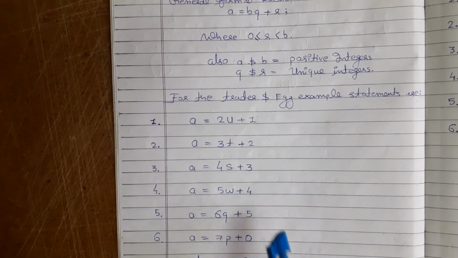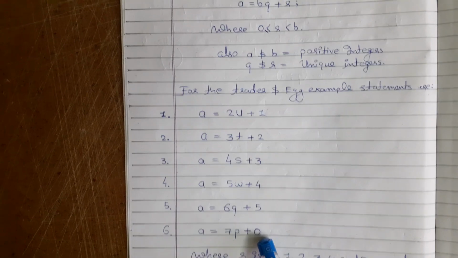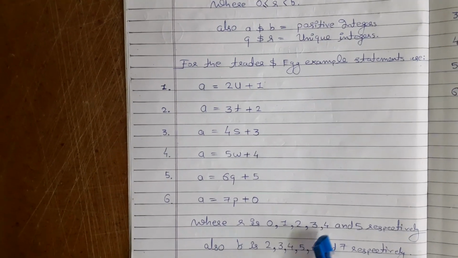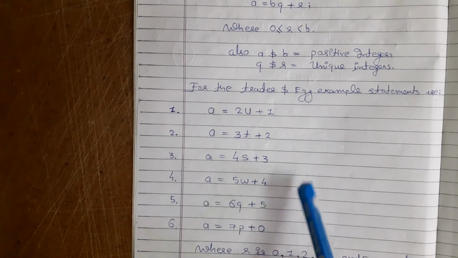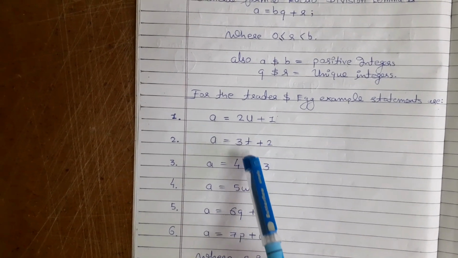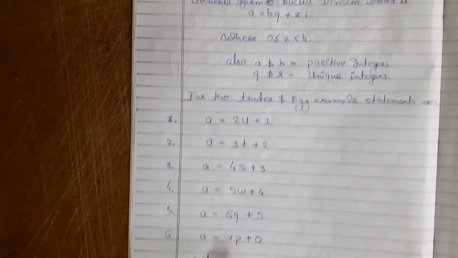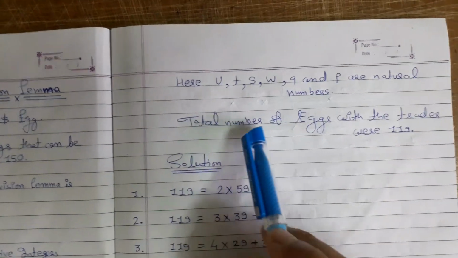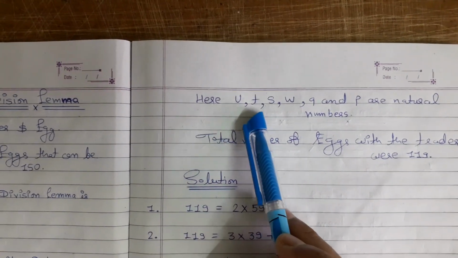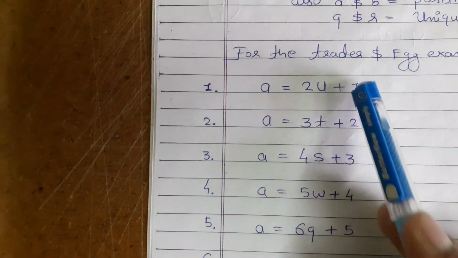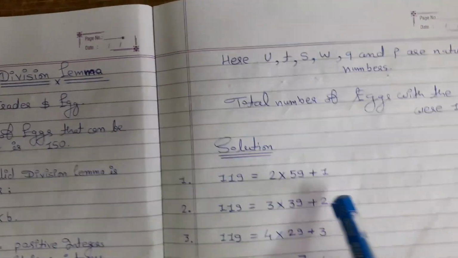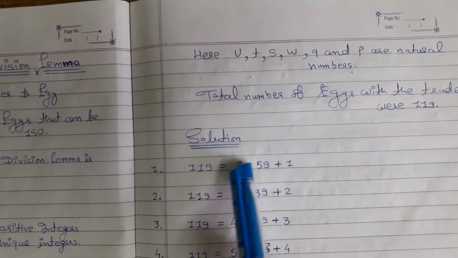Here R is 0, 1, 2, 3, 4, 5. Also B is 2, 3, 4, 5, 6, 7. Now in the book, 119 is given as the answer. Also Q and the other quotients are natural numbers. Total number of eggs with the trader were 119.